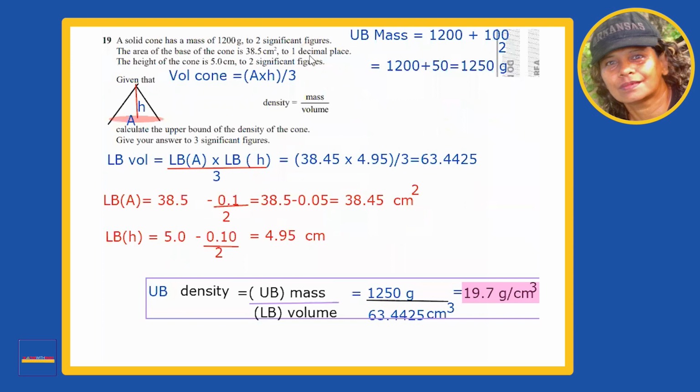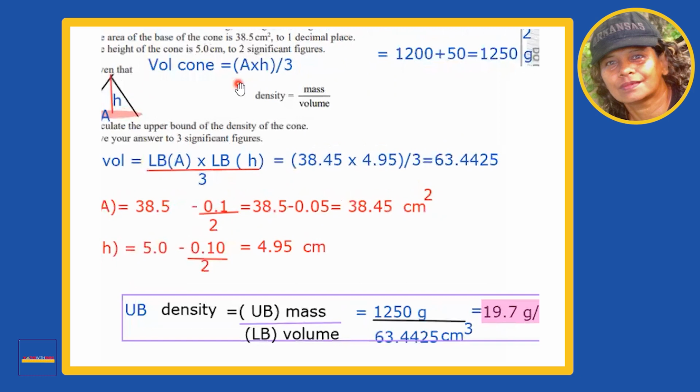Moving to question 19, here you have a solid cone with a mass of 1,200 grams to two significant figures. So this is about lower bound, upper bound. The moment they say it's to two significant figures. The area of the base of the cone is 38.5 centimeters squared to 1 decimal place. The height of the cone is 5 centimeters to two significant figures.